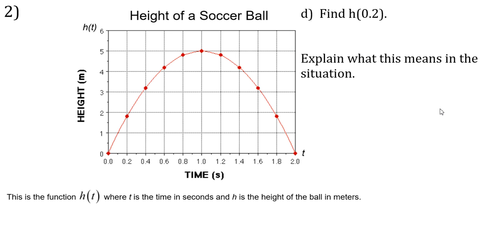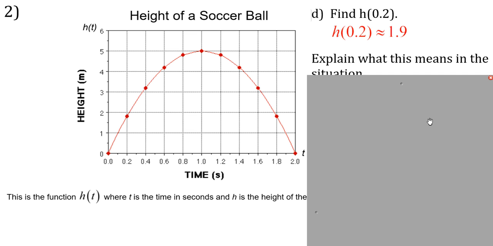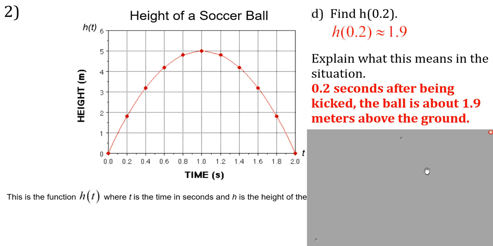Find h of 0.2 and explain its meaning. So our input is 0.2 seconds. The output would be the height that goes with it. So if we look at our graph, 0.2 seconds is here. Go up to your function to see what you get out, and we can see it's not a grid point, so we're going to have to do some estimating. So I'd say about 1.9. And so we know that about 0.2 seconds after being kicked, the ball is about 1.9 meters above the ground.